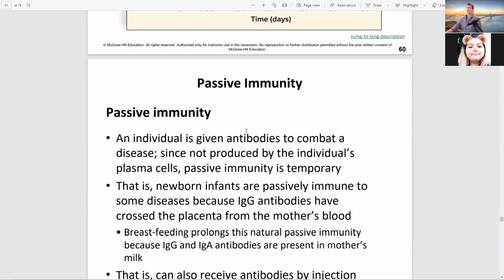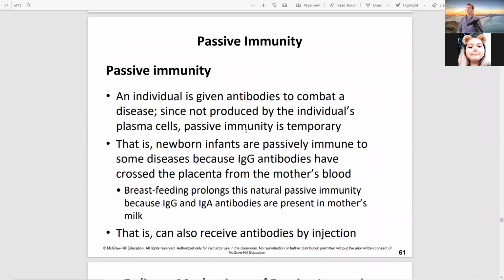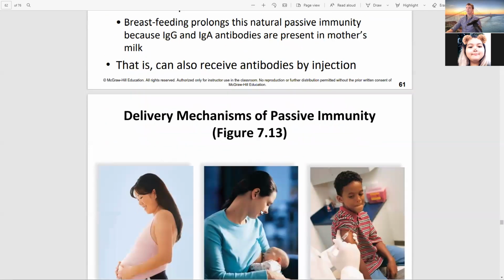Okay, so passive immunity, an individual is given antibodies to combat a disease. Since not produced by the individual's plasma cells, passive immunity is temporary. So that is, for example, in newborn infants, passive immunity to some diseases because IgG antibodies have crossed the placenta from the mother's blood. Breastfeeding also prolongs natural passive immunity because IgG and IgA antibodies are present in mother's milk. You can also receive antibodies by injection, as in a vaccine.